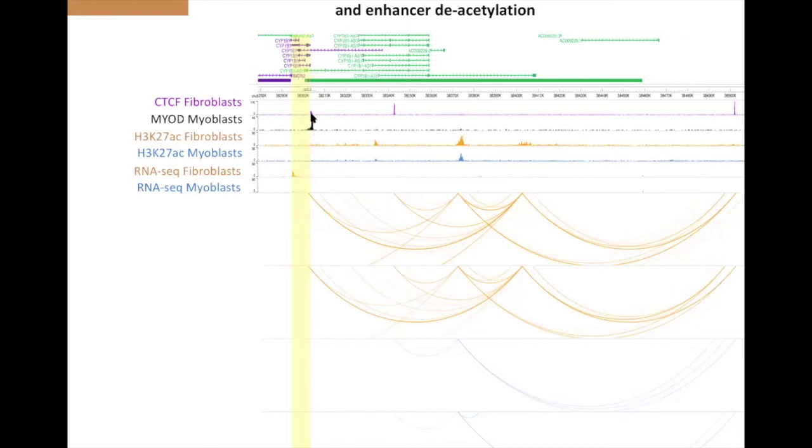MyoD binds a promoter that is also bound by CTCF. This could be a boundary of one of these loops. As a matter of fact, the binding of MyoD results in the hypoacetylation of most of the hyperacetylated elements that are supposed to control probably the expression of this gene, and this results in the disengagement of most of these interactions in MyoD-expressing cells.